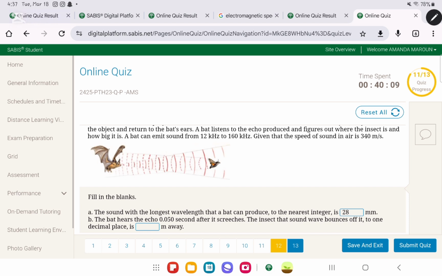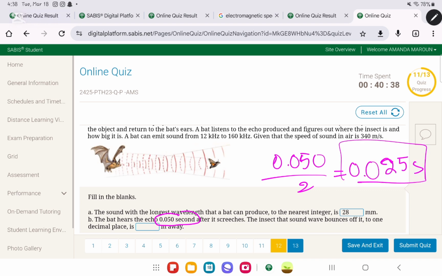Okay, the bat hears the echo 0.05 seconds after it screeches. So it will send the sound to the insect, and the sound will bounce back from the insect to the bat. So in reality, how long does it take the sound wave to move to the insect? It takes 0.050 divided by 2, which is 0.025 seconds.